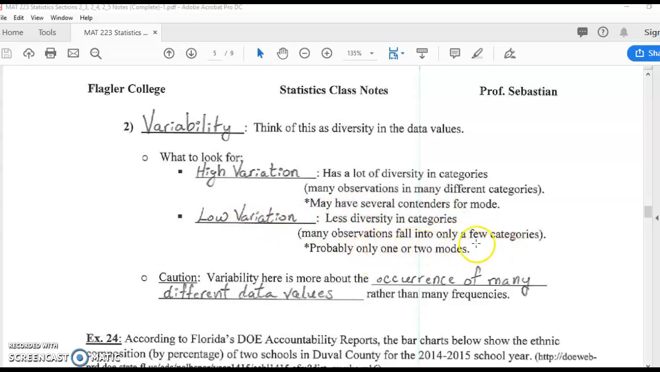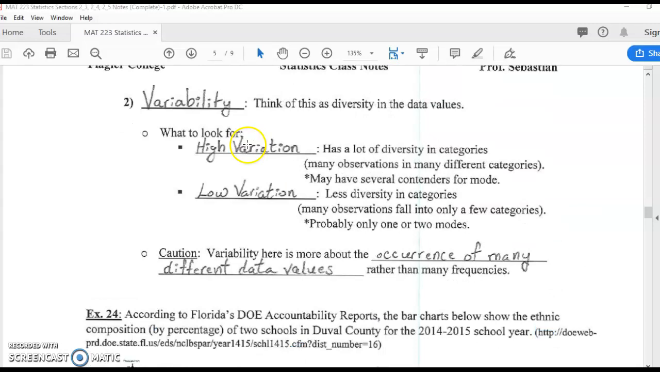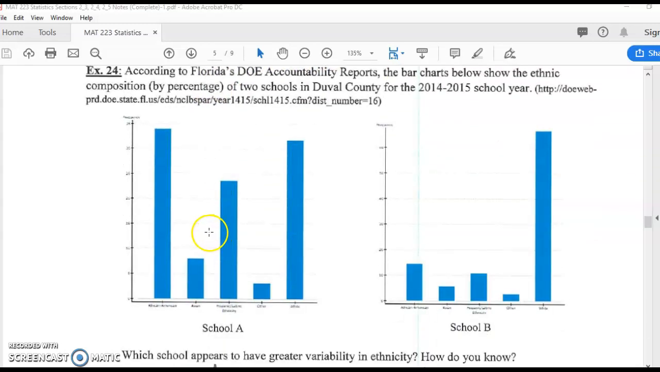Probably only one or two modes here. High variation could have more than one mode. There's many contenders for the mode. Caution. Variability here is more about the occurrence of many different data values rather than many frequencies, okay? We're talking about many different data values.